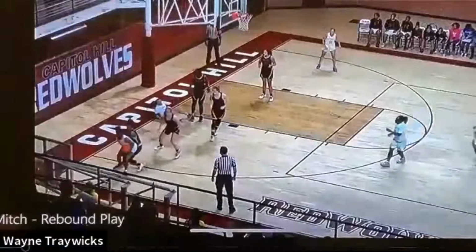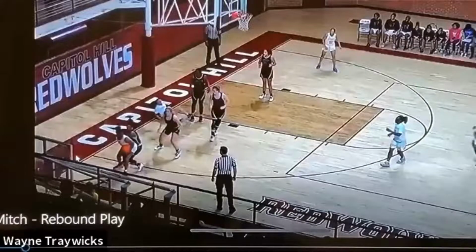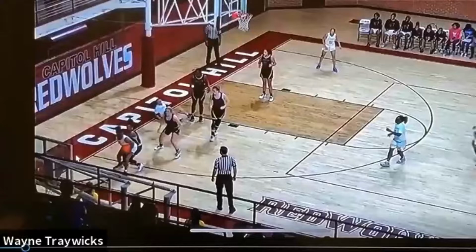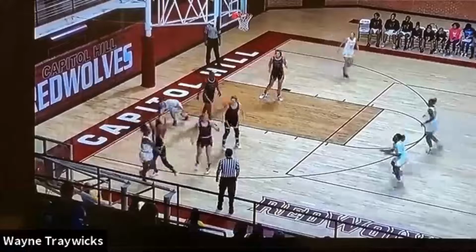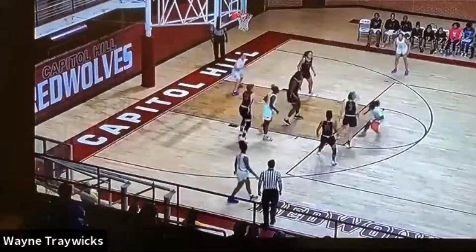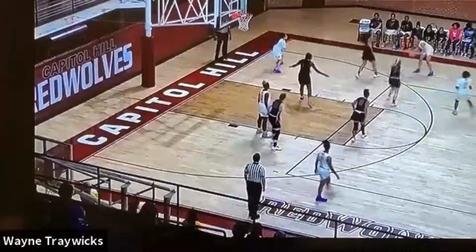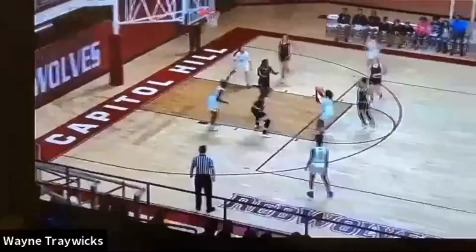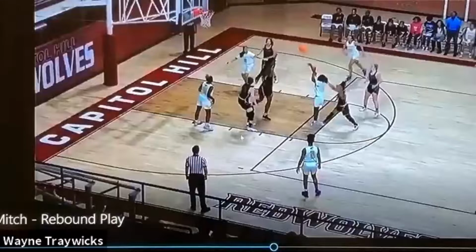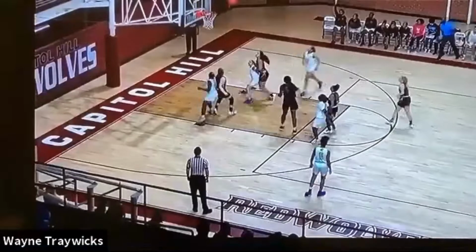All right, Mitch, how did you perceive the play? Okay, so if you can go back to right where she takes the jump shot around the free throw line, I see the two players down here on the block. They engage probably right about the block area. On my side of the lane, yeah, those two. So they engage, and that's all that I'm looking at right there.